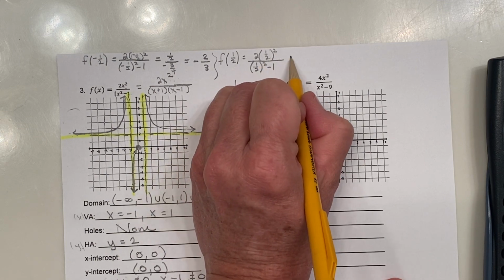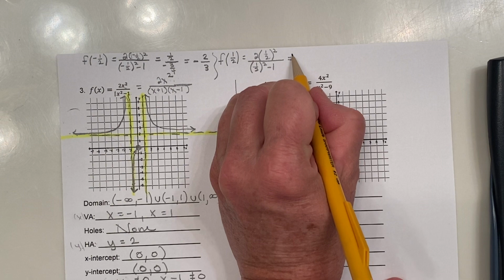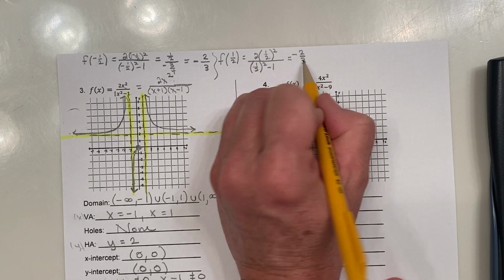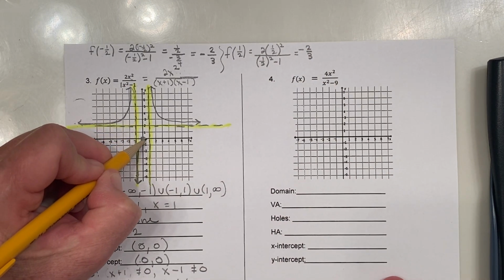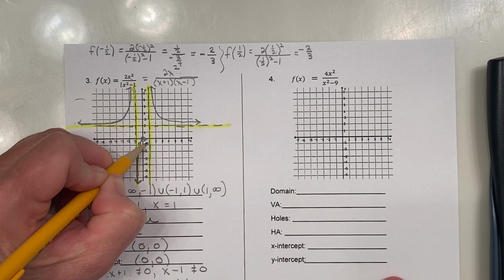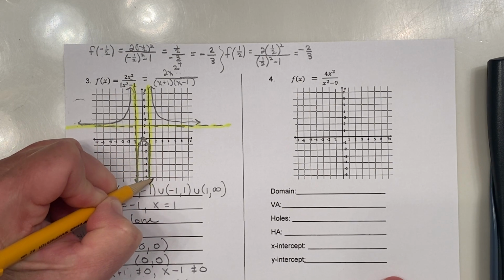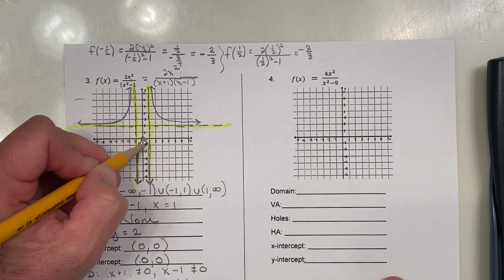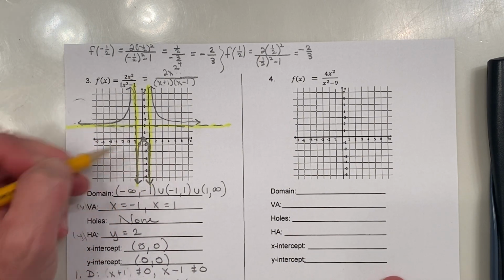And what happens when you work this out, it's going to be the same result. It's going to be negative 2/3. So at positive 1/2, I'm going to go down to negative 2/3, and here's my point, which tells me this graph does turn around. It kind of looks like a parabola, those quadratics, and continues down this way, getting closer to that vertical asymptote.